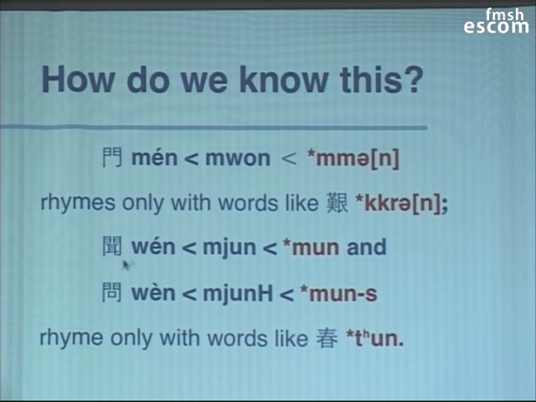On the other hand, these two words, one and one, rhyme only with words like chun, which we equally have to reconstruct with U N. We don't have any choice, unless we're going to just ignore the rhyme evidence.